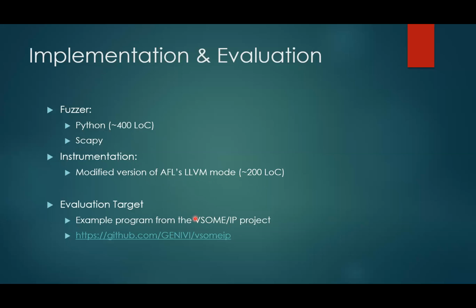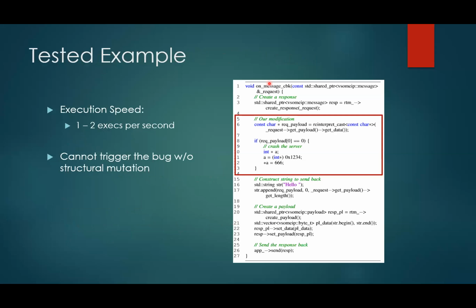So for our evaluation, we found only one open source SUMIP project, which is called vSUMIP, and we just modified the test example of that repository and did some very basic evaluation.